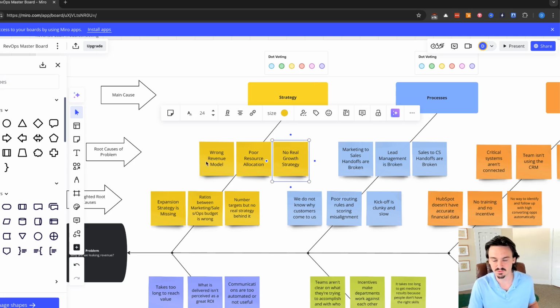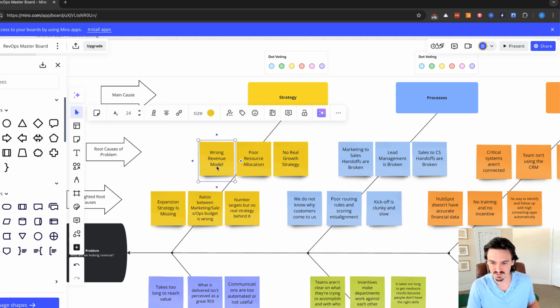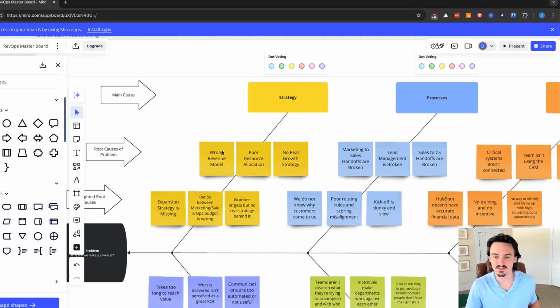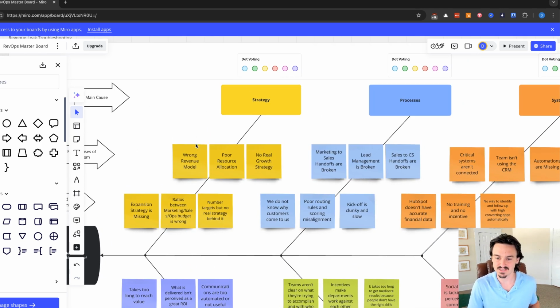And then for the highlighted root causes, what I'm doing is I put the highlighted root cause in the same position as the root cause of the problem. So for the wrong revenue model, we're talking about expansion strategy is missing. All right, so there's no specific strategy around expanding existing accounts. There's no talk about it. We have no plan. We are just winning accounts, delivering, and then that's it. And so that's a big problem that we see.